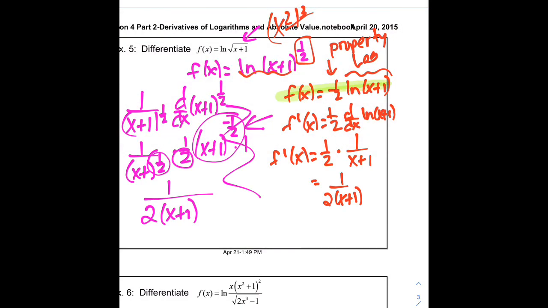Come on. I don't know. I just felt that it was a lot easier than dealing with chain rule with the negative exponent. But again, that's my opinion.